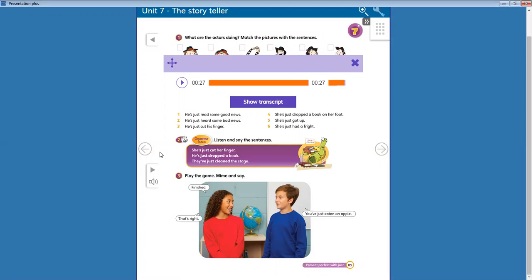Okay, I repeat. Student's Book, page 85. 2. Listen and say the sentences.